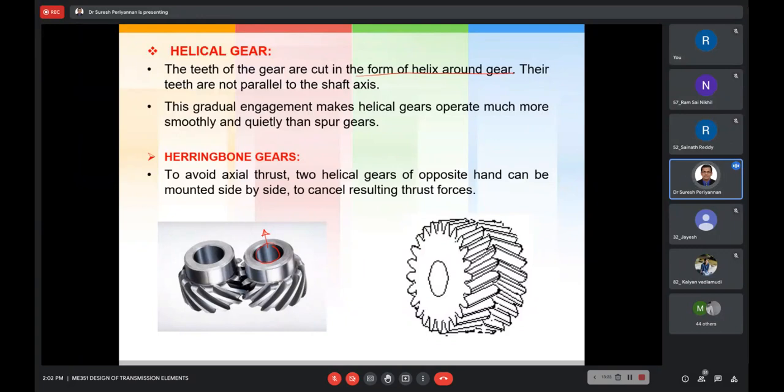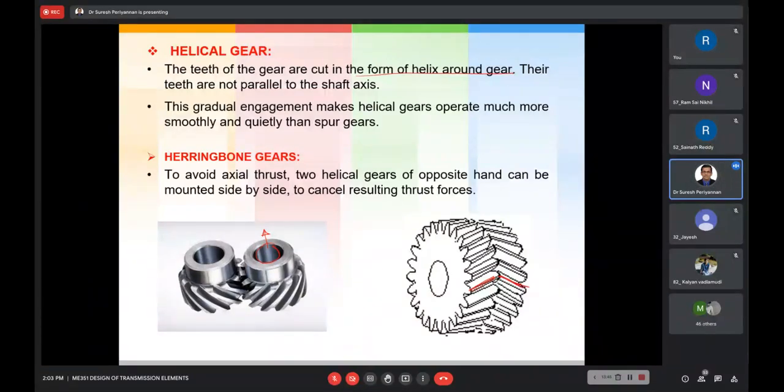Okay, and here this is the helical gear, and now I come to the herringbone gear. This herringbone gear is nothing but to avoid the axial thrust. The two helical gears are at opposite ends. I mean, this is a single piece of gear unit, a single piece of cylindrical disc. We made the helical teeth like this.